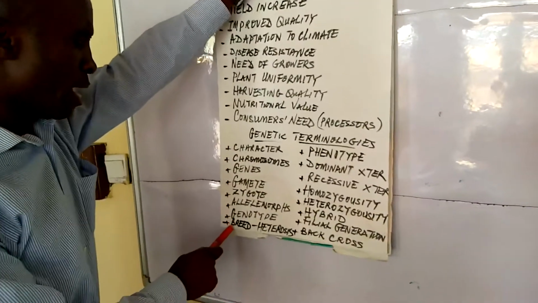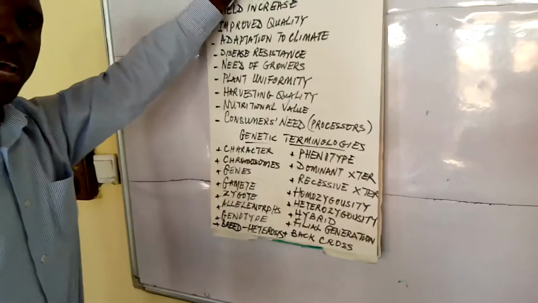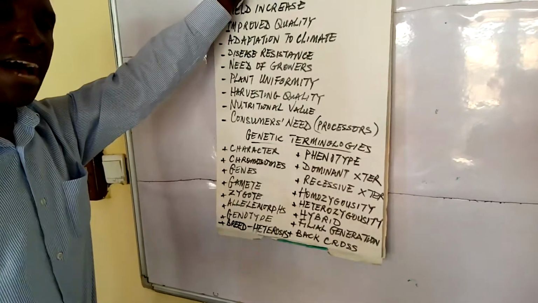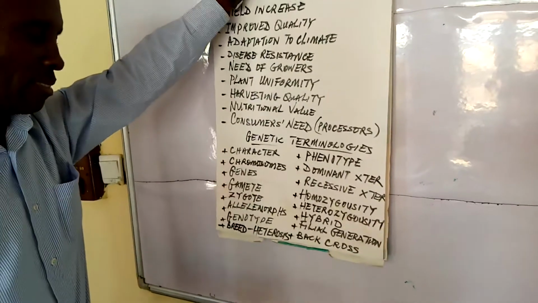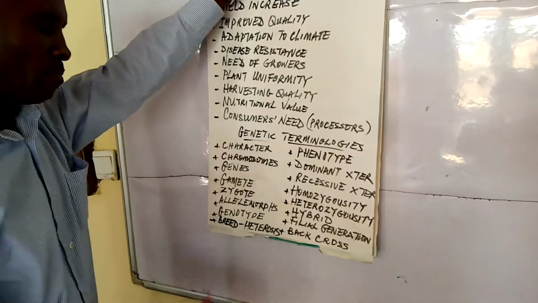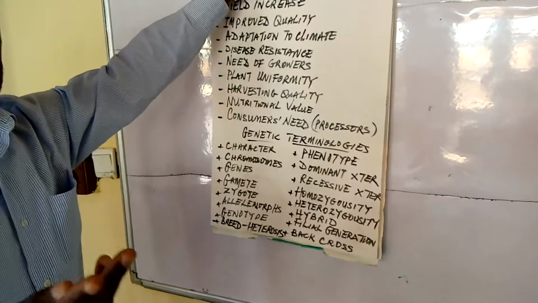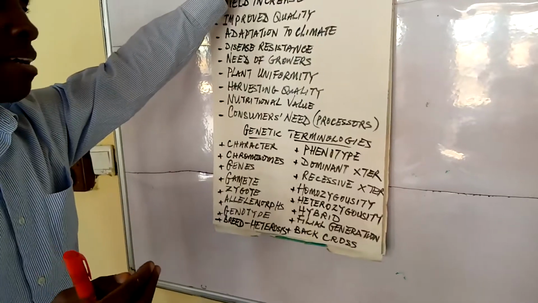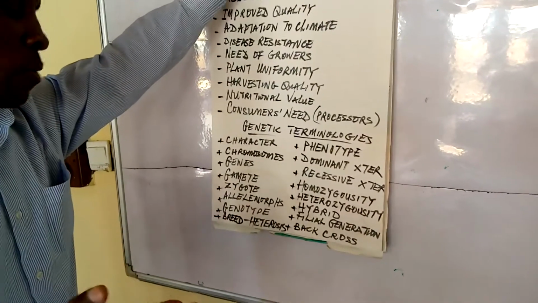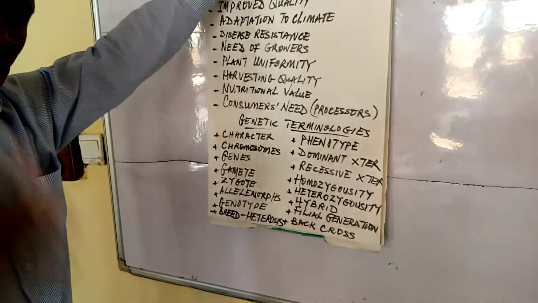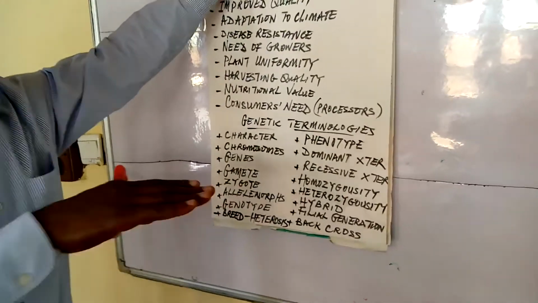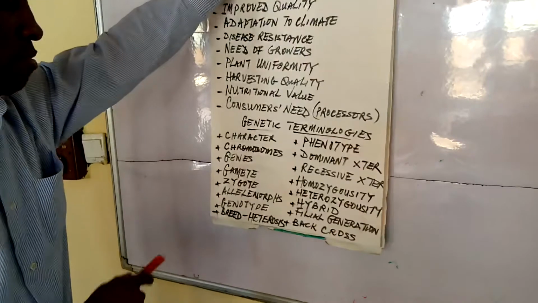Then a breed is a particular group of crops that have the same characteristics. Heterosis is what happens when two different crops are bred together or planted together. That is what is called hybrid vigor. The performance of the offspring is going to be higher than the average of the two parents. That's the meaning of heterosis.